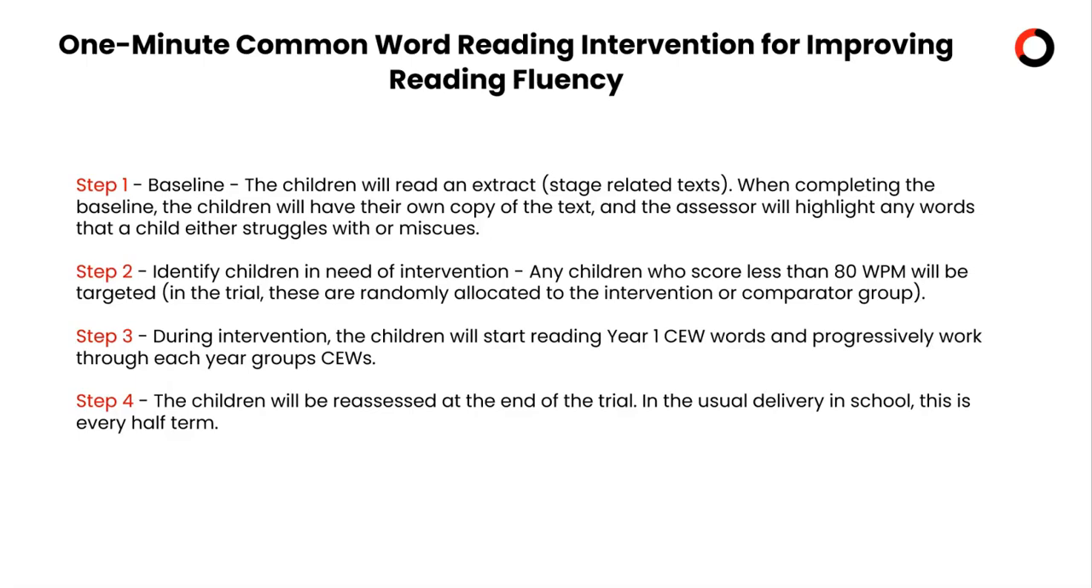As a quick recap, at baseline, the children will read an extract, which is stage-related text. When completing the baseline, the students will have their own copy of the text, and the assessor will highlight any words that a child either struggles with or miscues. You then use this to identify children who need the intervention. Any child who scores less than 80 words per minute will be targeted. In the trial, these are randomly allocated to the intervention and comparator group.